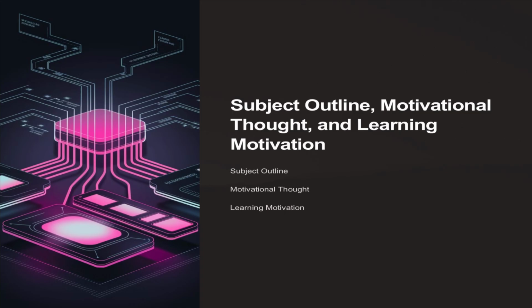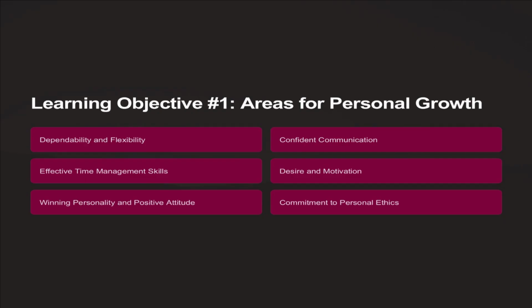Subject outline, motivational thought, and learning motivation. Learning objective number 1, areas for personal growth: dependability and flexibility, confident communication, effective time management skills, desire and motivation, winning personality, and positive attitude, commitment to personal ethics.